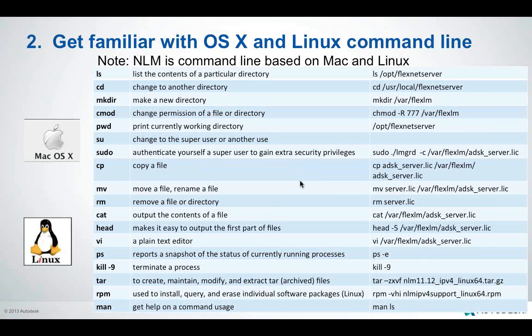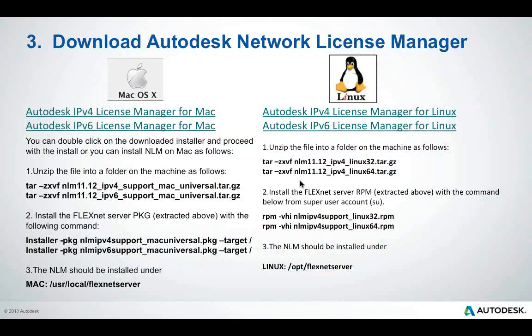Now let's move on. So the third step is to download the license manager. Here are the links available for you to download the license managers. There are IPv4 and IPv6 supporting tools on both the Mac and Linux platforms. Standard installation starts with the IPv4 installation, and if there is an issue after that, then we're going to install the IPv6. But by default, we usually install IPv4 tools.